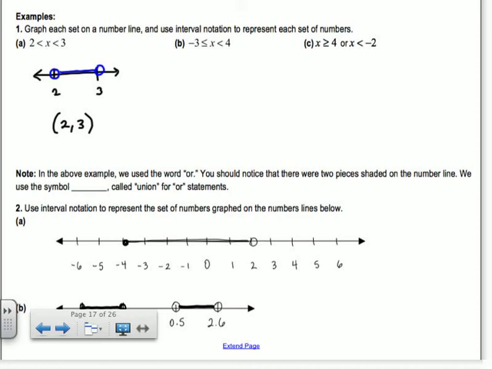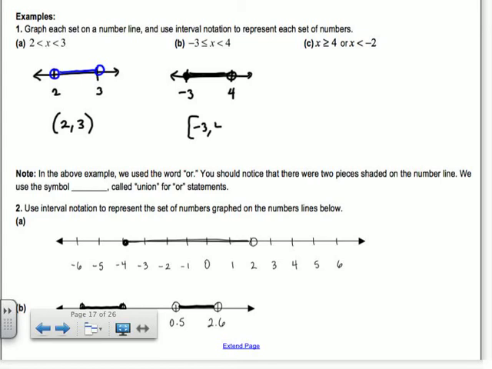Okay, Matthew, what would you do on the next one? What would it look like? On B. Yeah, on B. -3 and the circle filled in, then 4 over there without a circle filled in. Let's go with Santiago. So what's the interval notation? Bracket -3, 4, parentheses. Perfect.